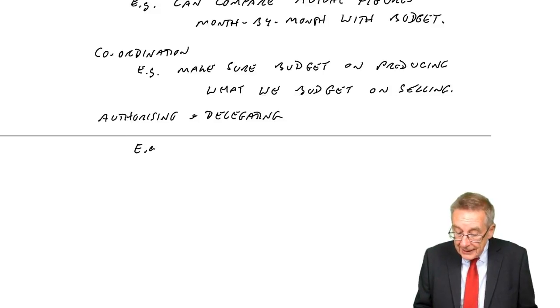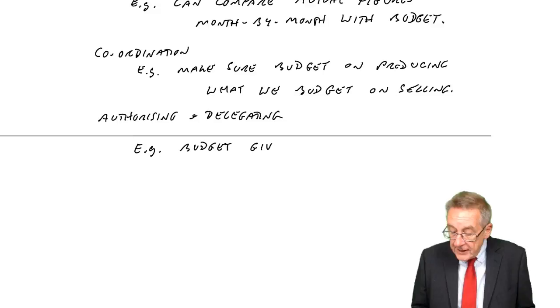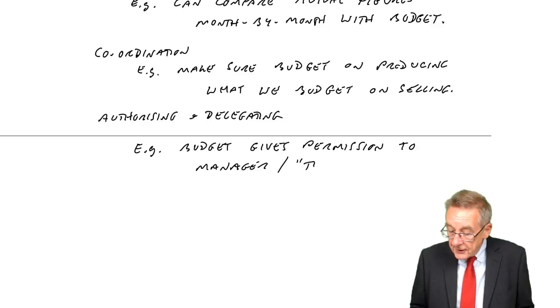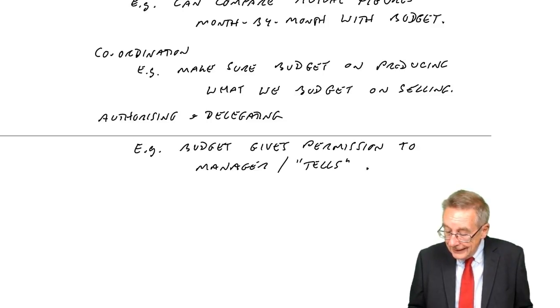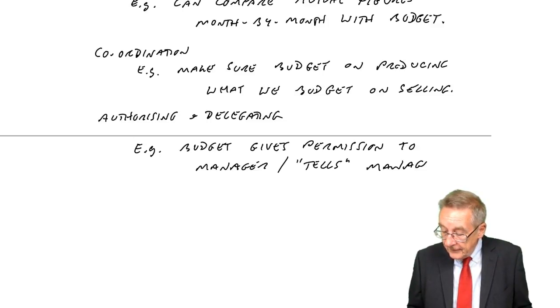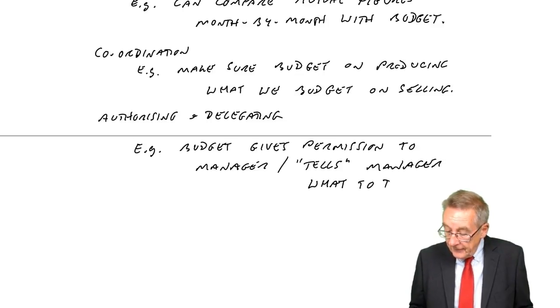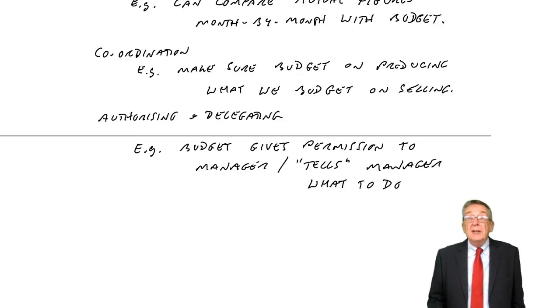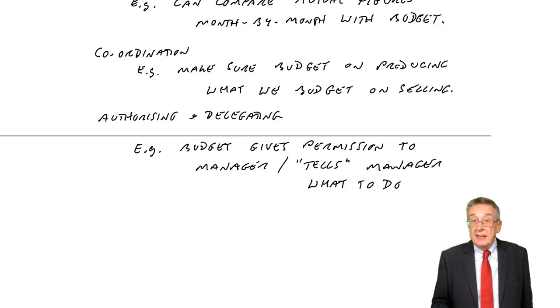The budget gives permission or authority to the manager. Or it tells the manager what to do. We delegated, it's now their responsibility to make sure they do what the budget is telling them to do.